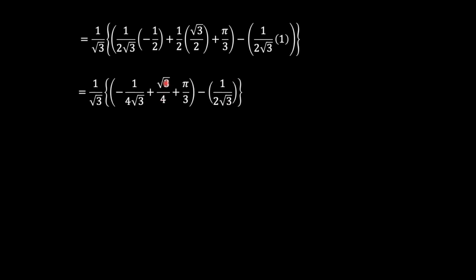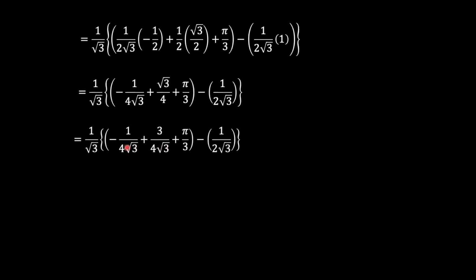So we can multiply root 3 to the numerator and denominator here, so we have 3 over 4 root 3. And so that now becomes negative 1 over 4 root 3 plus 3/4 of 1 over root 3. And so negative a quarter plus 3/4 becomes a positive a half. So we have 2 over 4 root 3 plus pi over 3. And when we divide appropriately, we have a half. We have 1 over 2 root 3 here, as shown here.